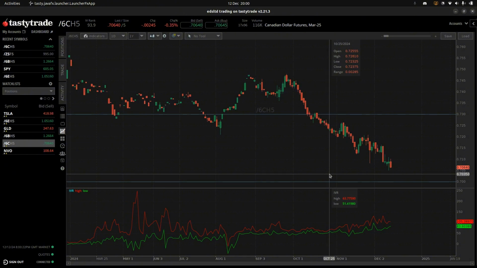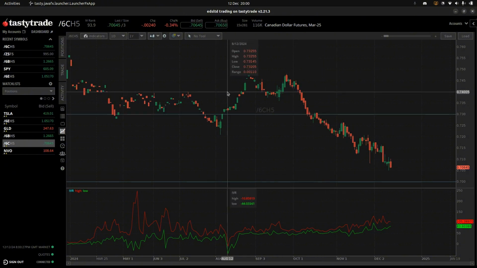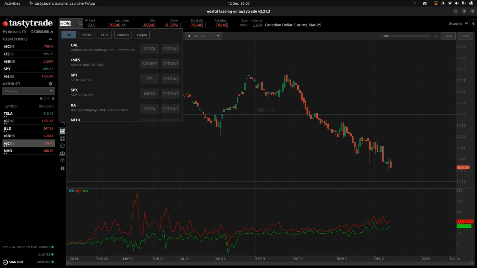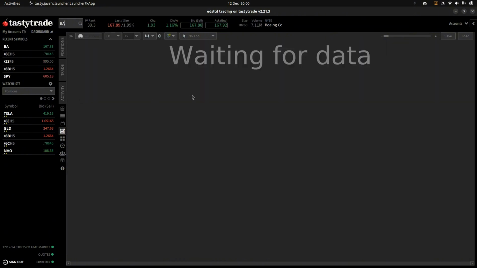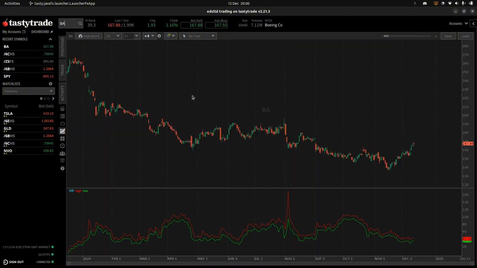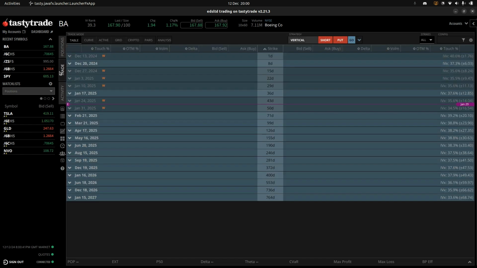So the first thing you want to do is open up your brokerage platform. We've got a futures position on the Canadian dollar right now, but we want to navigate to an equities underlying. Any equity will do, it doesn't matter which one you choose. We've got BA open right now, and we want to then navigate over to where we can see a list of expiration dates for the underlying.